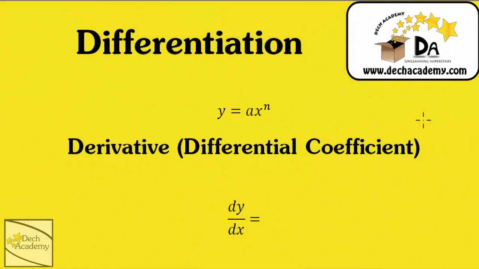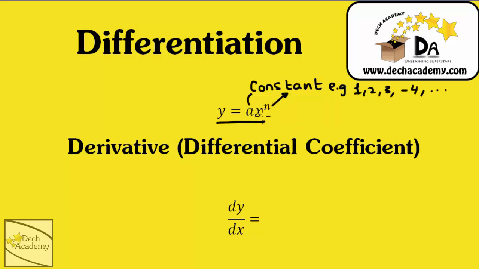In this video, you're going to learn how to differentiate an algebraic function of the following form: y equals ax to the power of n, where a is a constant, so it's just a real number. So for example, numbers like 1, 2, 3, negative numbers as well, -4, and so on. n here, the index of the variable x, is also a constant, and x is a variable.